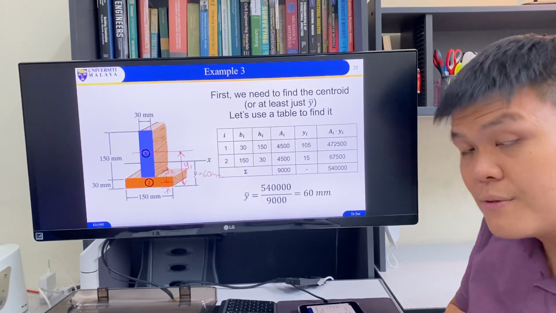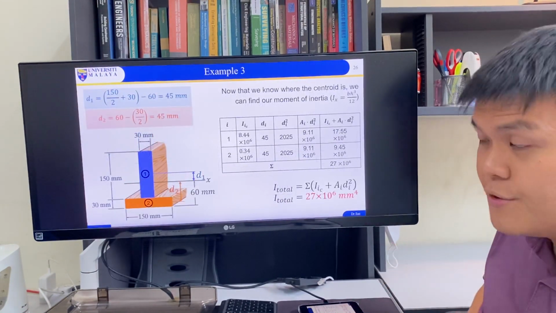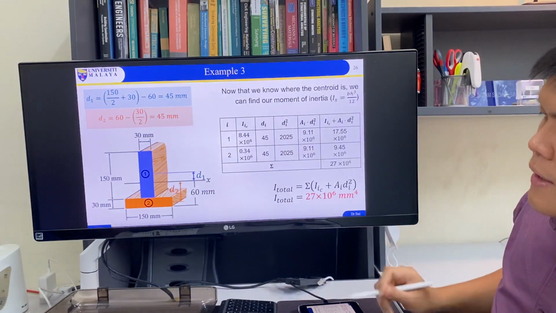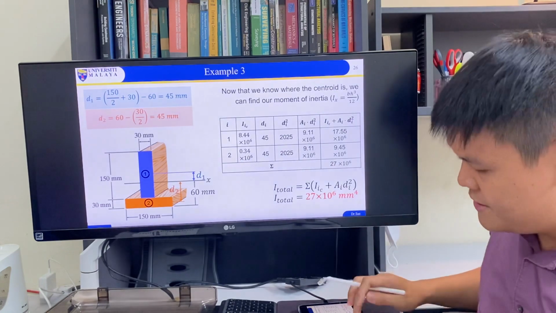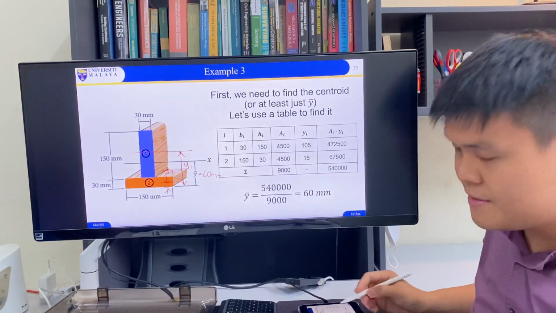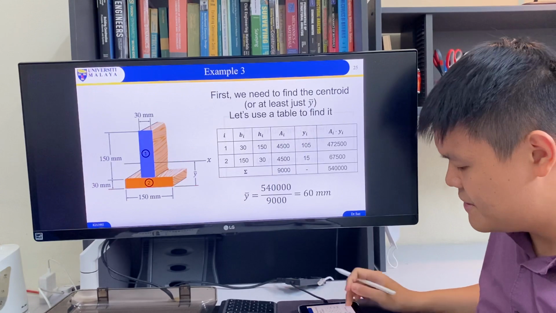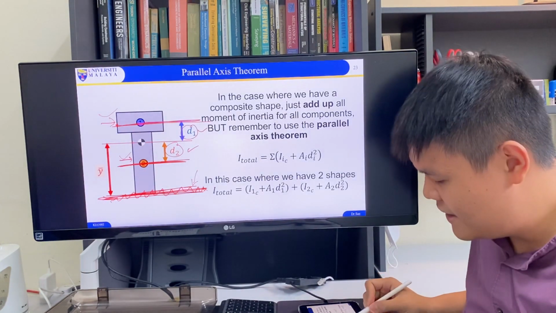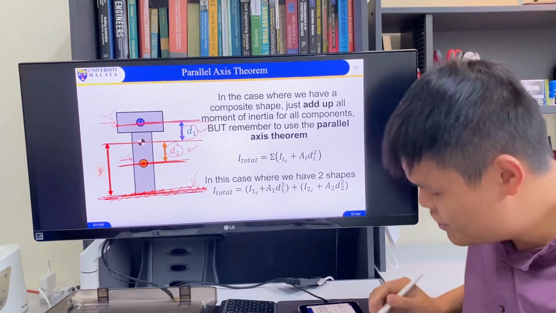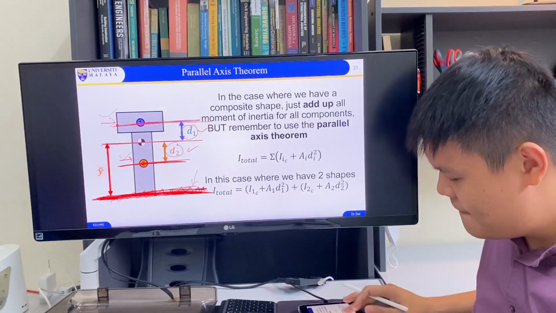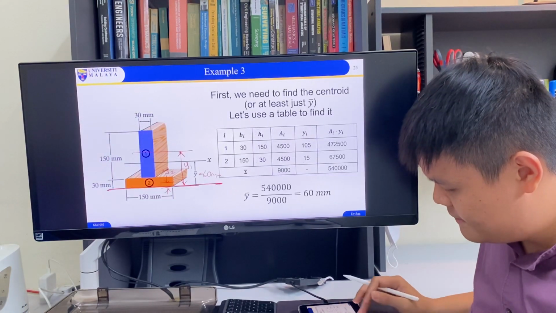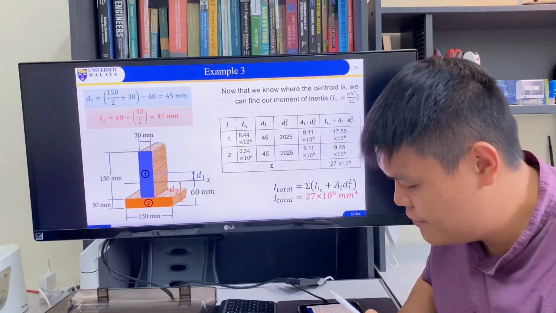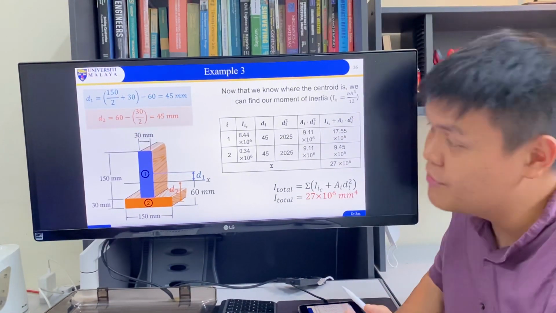Right. So once we find the centroid, now we can do our calculations. Notice that the distance of y for this one is from the bottom here, but when we want to use the parallel axis theorem, it's with respect to the centroid, okay? It's not with respect to the bottom here, okay? All right, let's continue. So we have already found y bar. Now let's try to find the total moment of inertia.